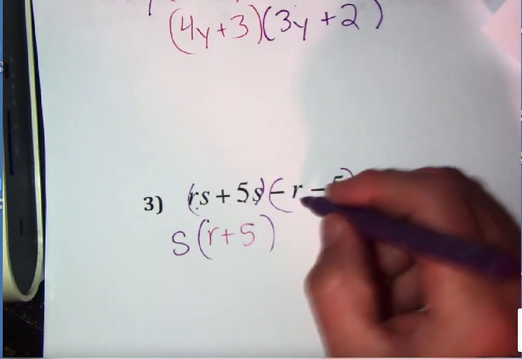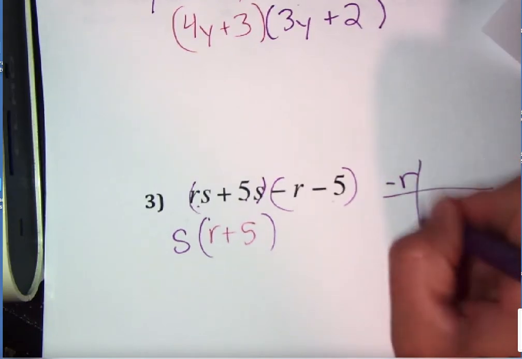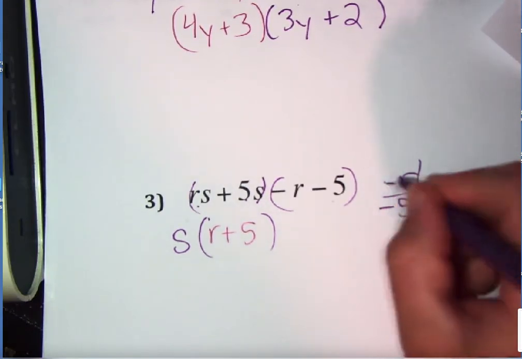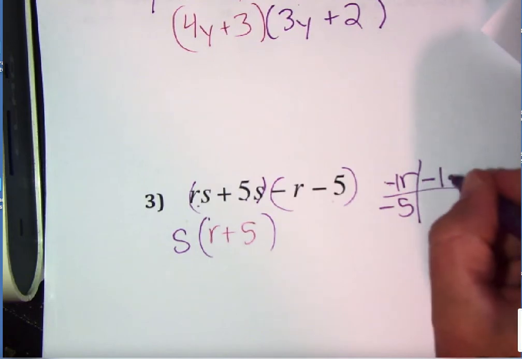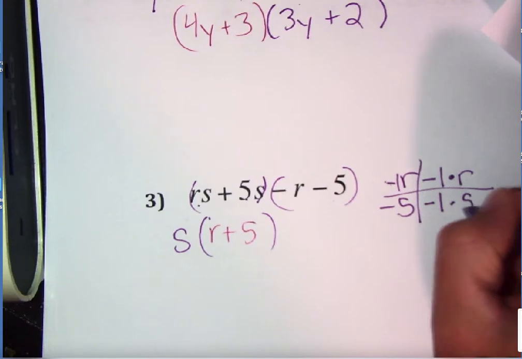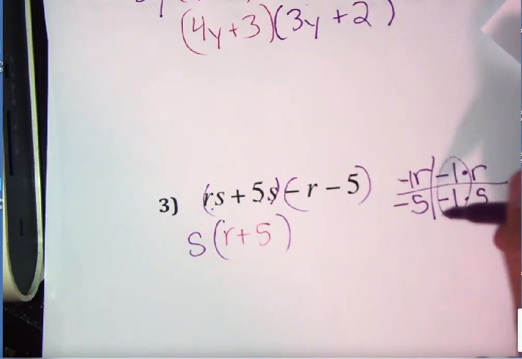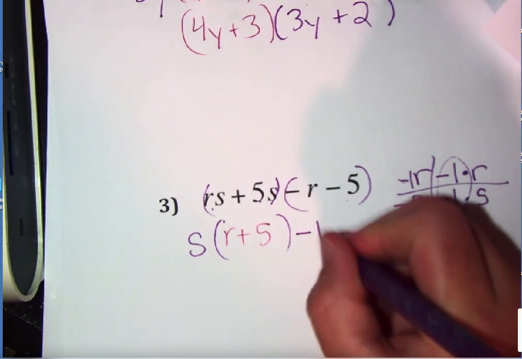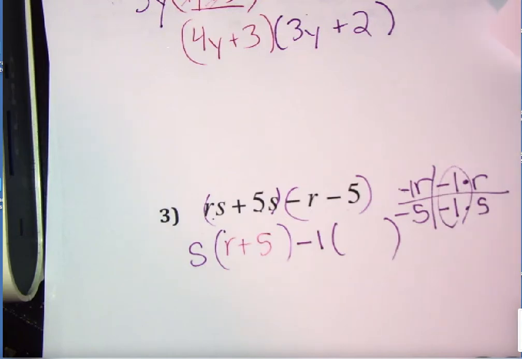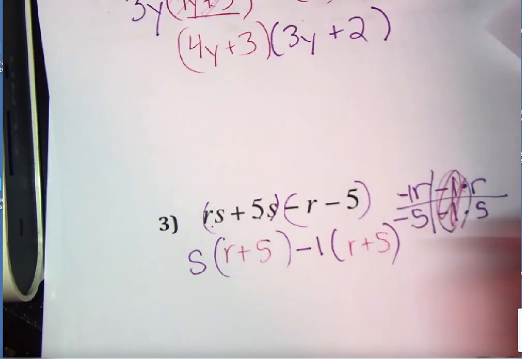What do negative R and negative 5 have in common, right? So sometimes going back to this chart will be useful. Well, it's really 1, so it's negative 1 times R. And negative 5 is really negative 1 times 5. So we can see they both have negative 1. So I'm going to pull out a GCF of negative 1. And then I'm left with R and 5.